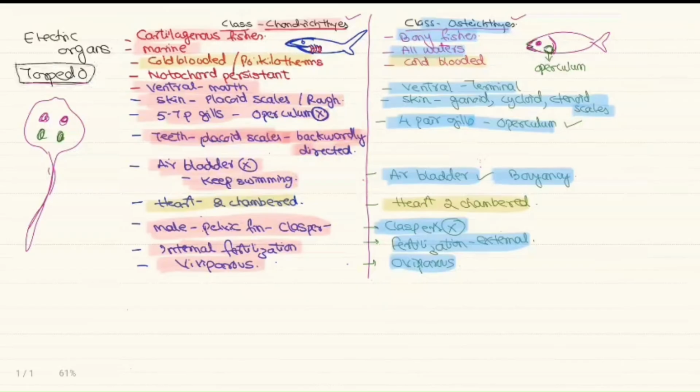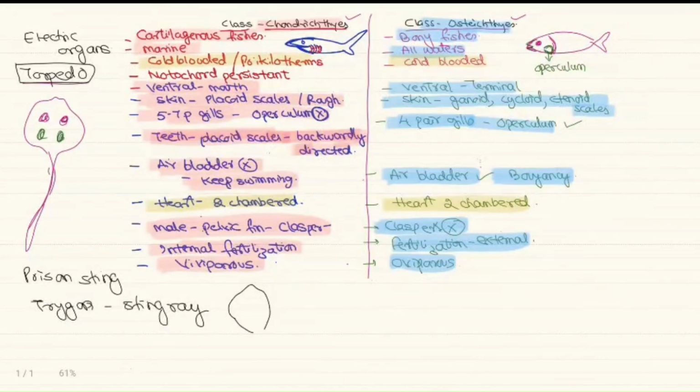There is another special character, that is the poison sting. The trigon is called as the stingray. The posterior part of this ray is having a powerful sting. Now this is called as the stingray. So these are the two special properties seen in the chondrichthyes. The electrical organs in torpedo and the sting in the case of trigon or the stingray.